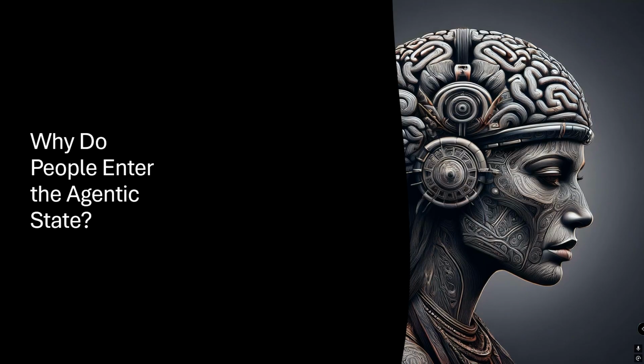But why do people enter the agentic state, you may ask? Well, it could be down to socialization. So we are raised to respect authority, things like parents, teachers, and institutions, and this conditions us to obey. The hierarchy. In structured settings, for example, like the workplace, the military, school, authority feels legitimate, making obedience feel expected.